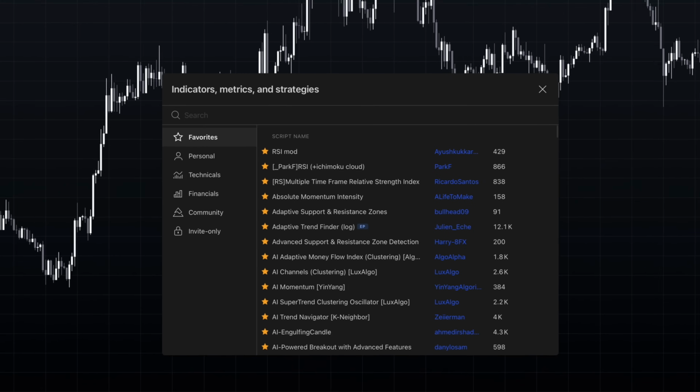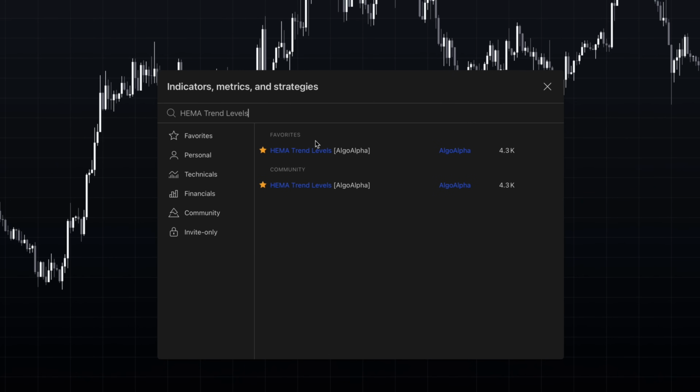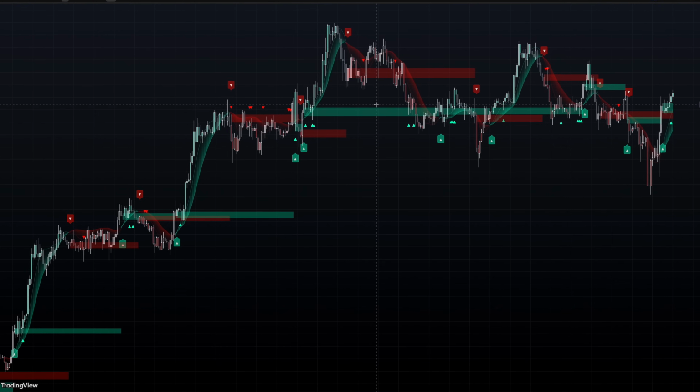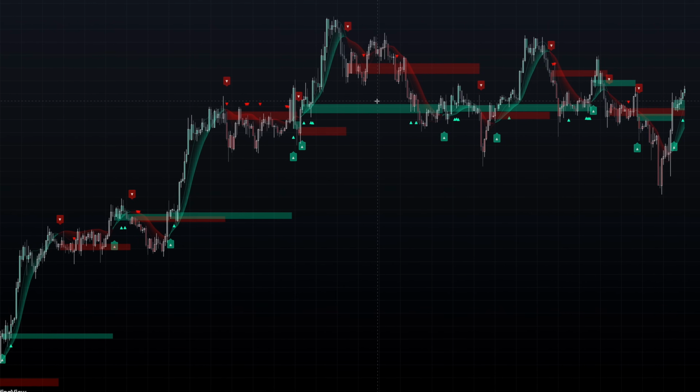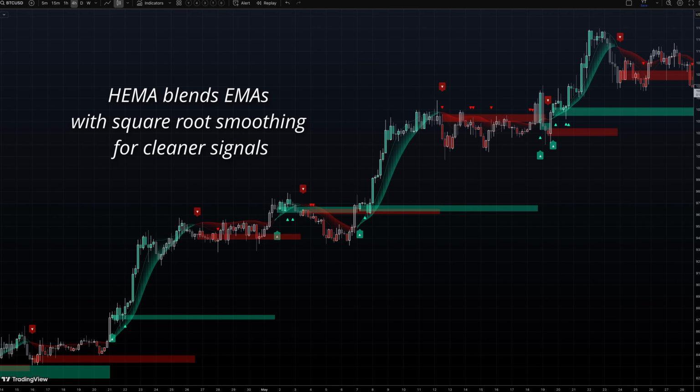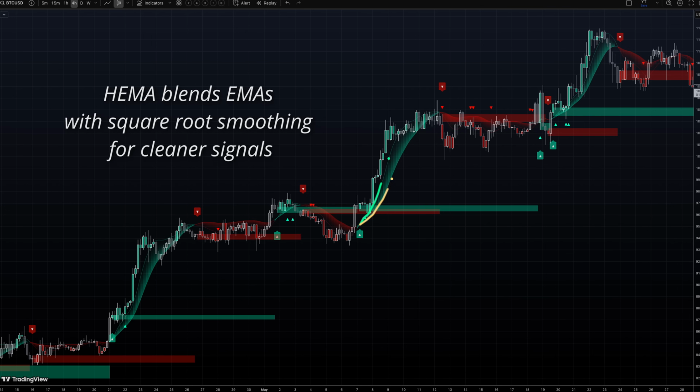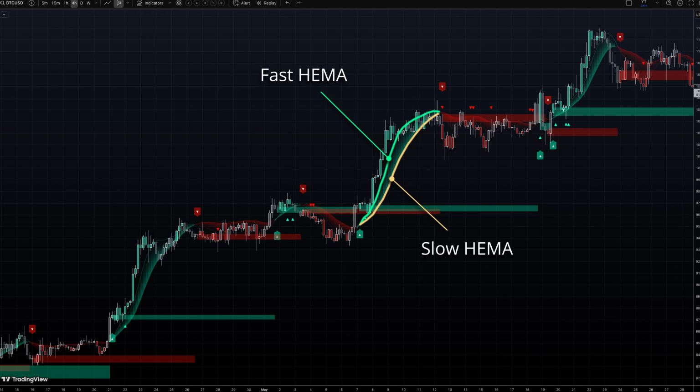HEMA Trend Levels. Created by AlgoAlpha, this indicator employs Hull exponential moving average methodology to identify trend changes and establish dynamic support and resistance levels. The HEMA calculation combines exponential moving averages of different periods with square root smoothing, creating a more responsive trend-following system than traditional moving averages. The indicator uses 2 HEMA calculations with different periods, 20 and 40 by default, to generate trend signals through crossover events.